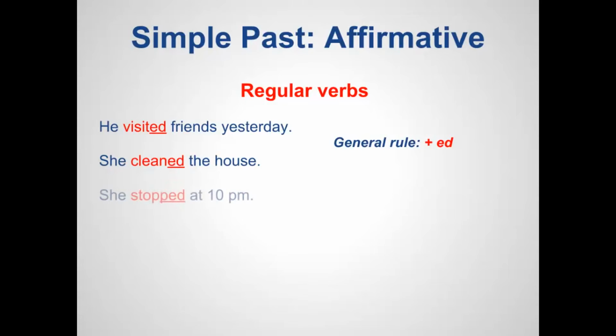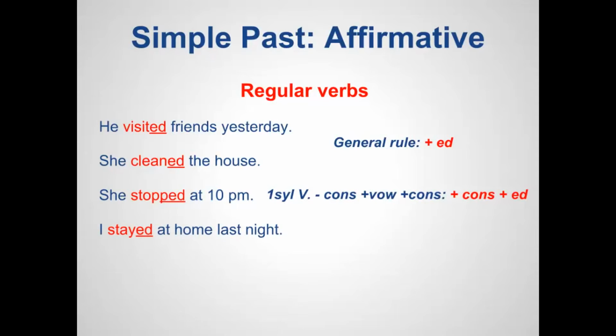Next, I put here that she stopped at 10 p.m. So pay attention to the verb stop. The verb stop is a one-syllable verb that ends in consonant, vowel, consonant. So what do you do? Well, you double the consonant and you add ed. So stop becomes stopped. Remember, stop is a one-syllable verb.